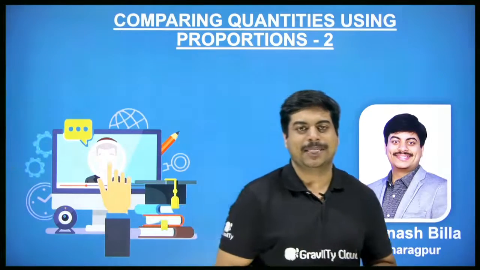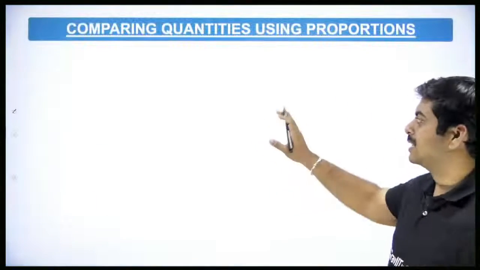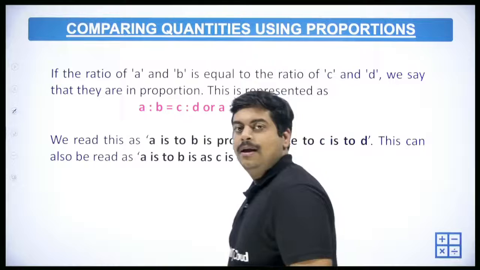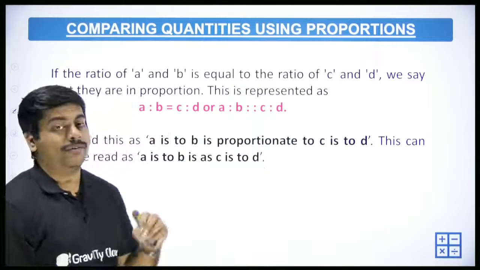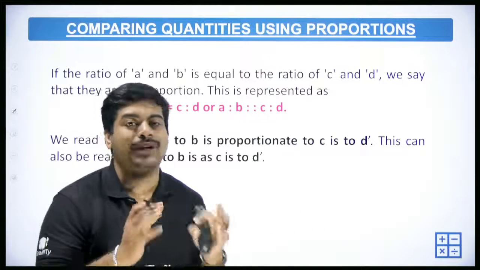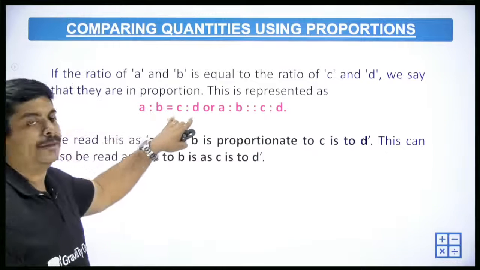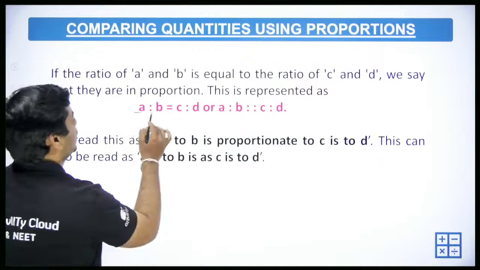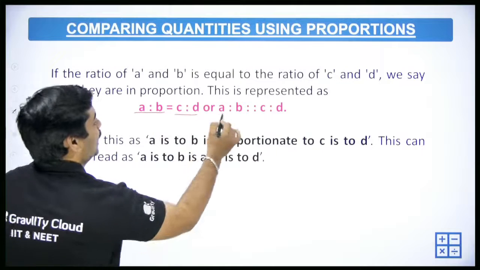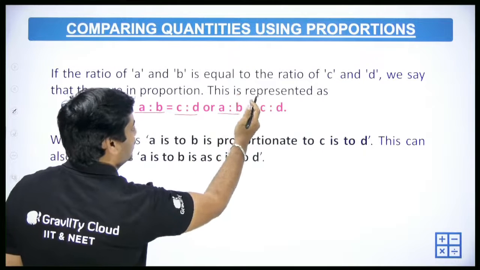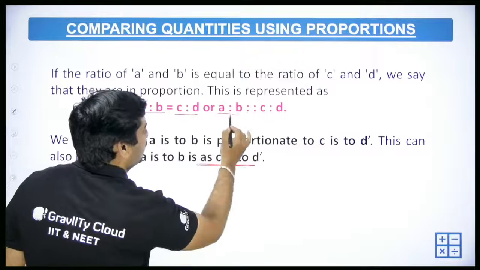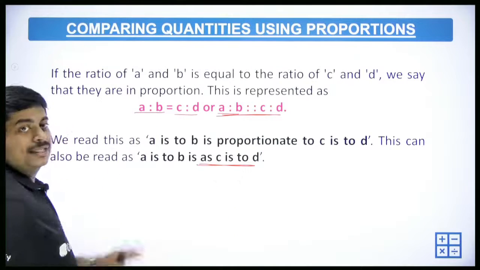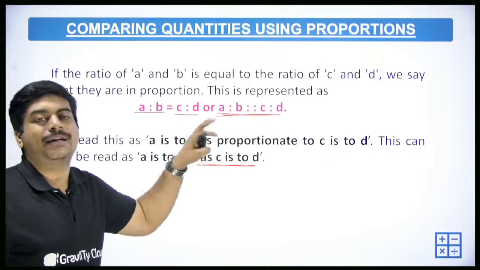Let's start today's session. So what is proportion, which we have discussed already in the last class? We already know what a ratio is. When we are trying to bring some relation between two ratios, A is to B and C is to D, and if these two are equal, we read that as A is to B as C is to D. That means if these two ratios are equal, we say they are in proportion.